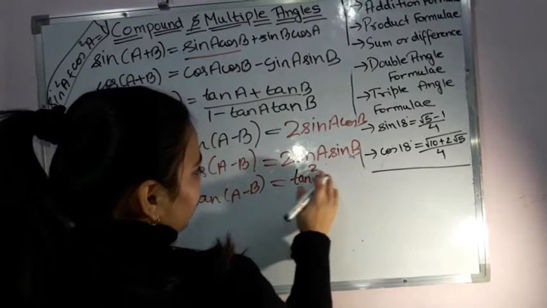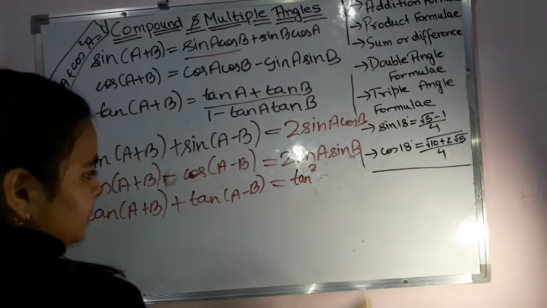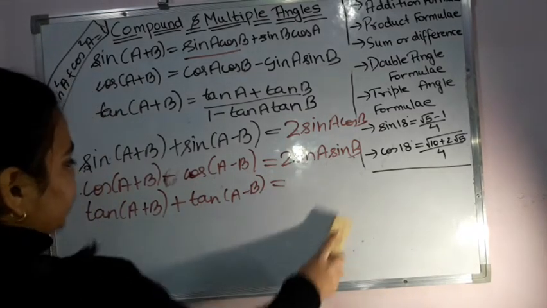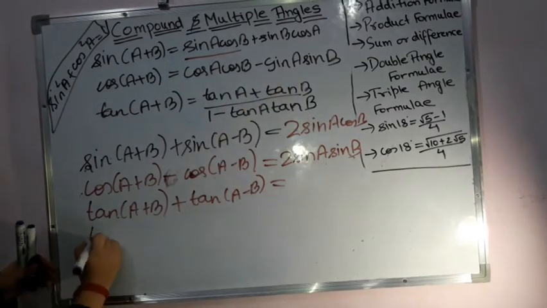You will be having this thing, right? So when you do it, just let me rub it out for you this time. And so when you have tan A plus B and tan A minus B, then you are going to get it like this. See, this is there. Let me just solve it for you once.